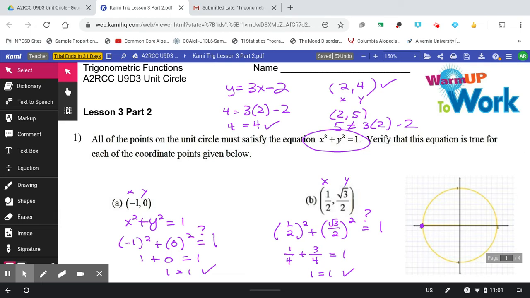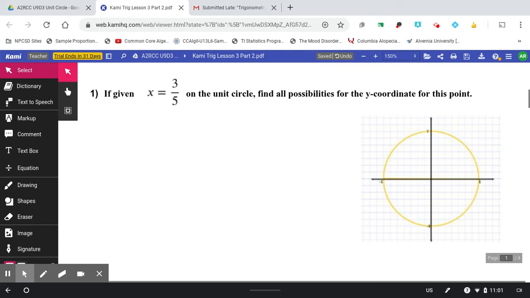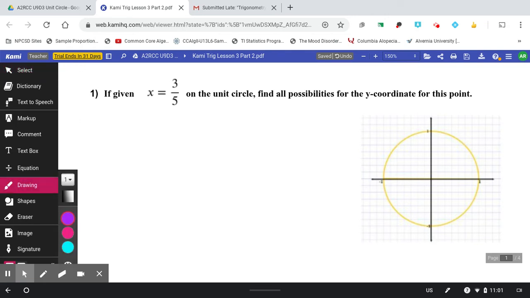All right, so let's go ahead and move down. Now, this is the same type of question, but just worded a little bit differently. We're given that x is equal to 3/5. So I don't know exactly where 3/5 is. I'm going to say it's around here. And we want to know, if we were to draw our line here, what these points could possibly be. So find all the possibilities for the y coordinate for this point.